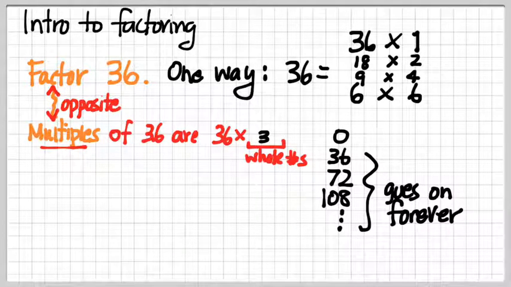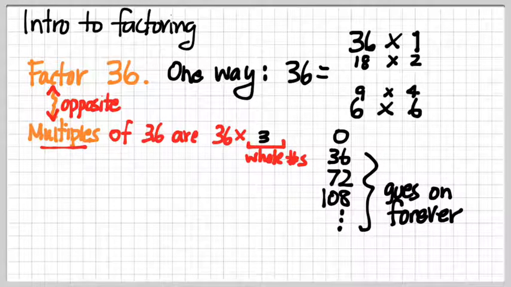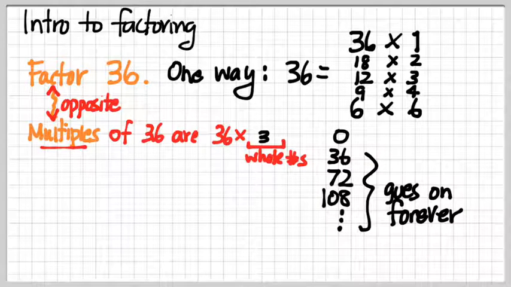And I think I'm missing one. Yes, I am missing one. Which one am I missing? 12 times 3. Absolutely. So there's another way. Am I missing any others? Not really. I mean, I could take any one of these and turn it around. 1 times 36, right? But that's not really different. It's really just sort of telling us the same pair of numbers because multiplication is commutative. I don't feel the need to list that as a separate way of factoring.